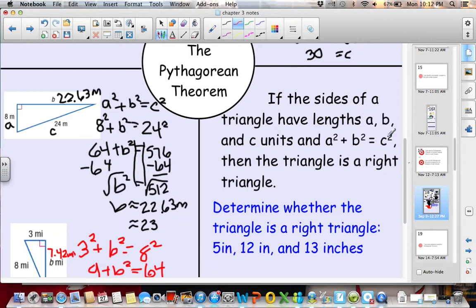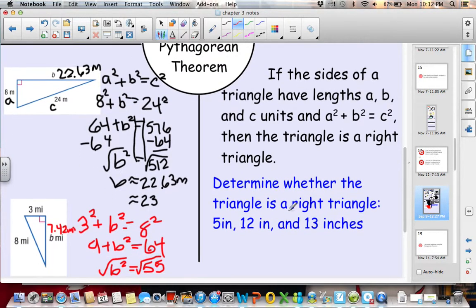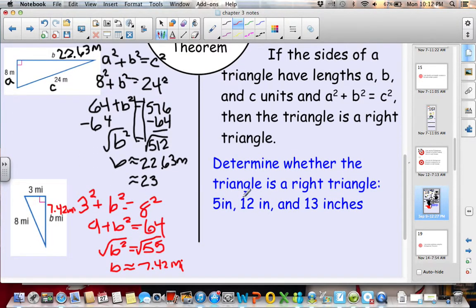So we are going to go with our sides being 5, 12, and 13. So if we have 5 squared plus 12 squared, if it helps for you to draw a triangle, definitely feel free to do that too, equals 13 squared. We are checking to see if this works. Those are supposed to be question marks.